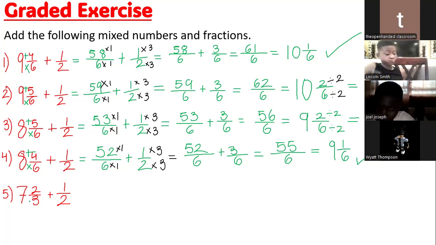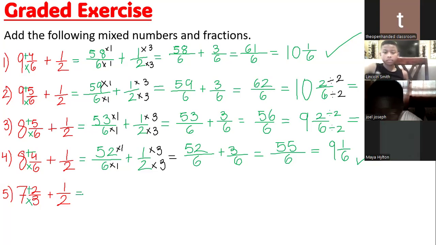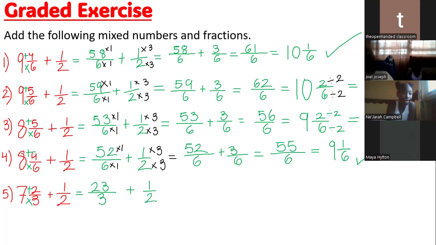Maya, number 5. So the first thing that you have to do is multiply 3 times 7, which is 21. Then 21 plus 2, which would give you 23. And put the 3 back. And then the 2 back. All right, what else?